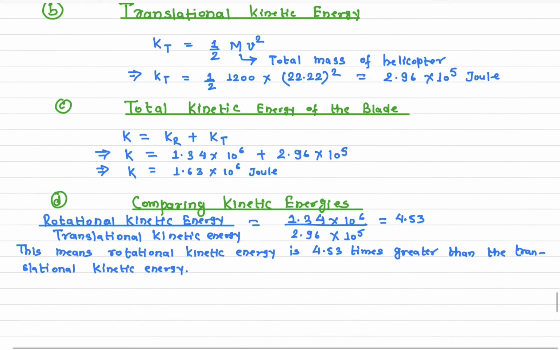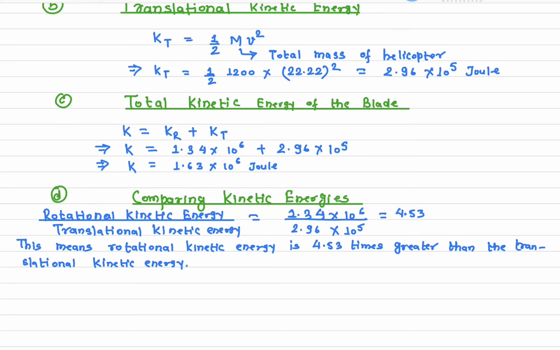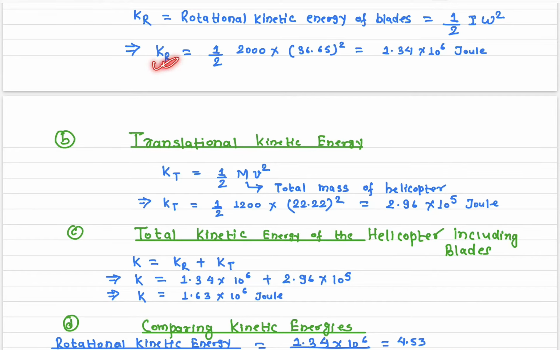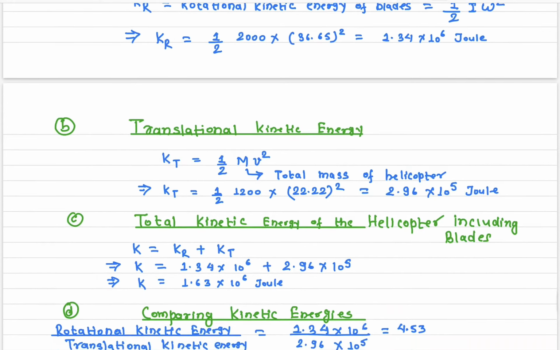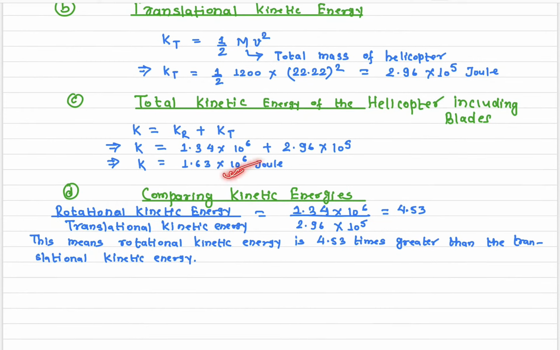So the total kinetic energy of the helicopter should not be just the blades, but the helicopter including blades. It is given by this formula as the kinetic energy, a scalar quantity. We're simply adding these two numbers now. Kr stands for the rotational and Kt stands for the translational kinetic energy. So this is now the total kinetic energy of the helicopter including blades.